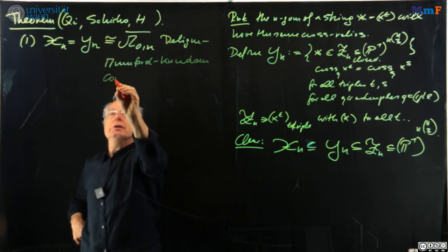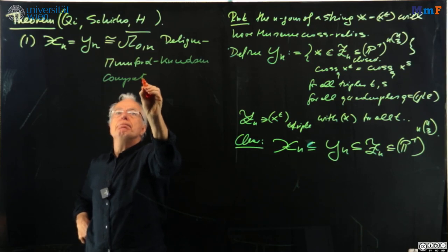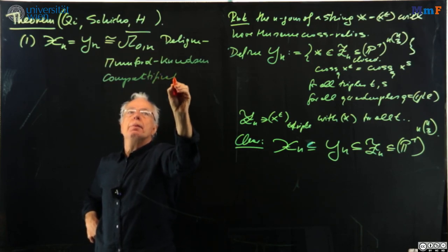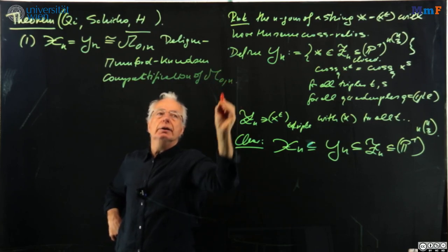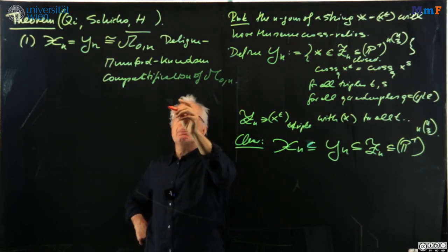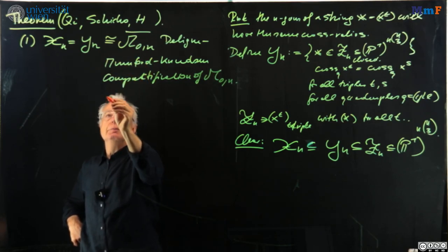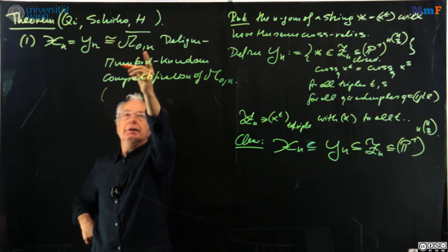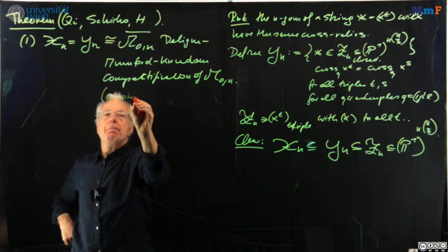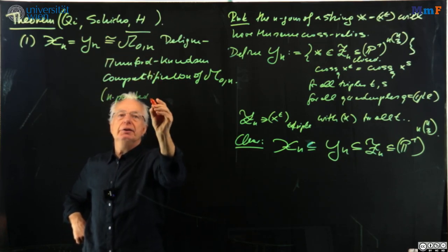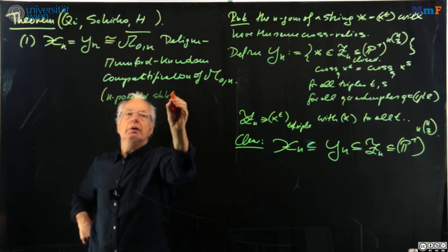Dillin-Mumford-Knudsen compactification of M0n. So this is what is called the endpoint at stable curves. The elements of this compactification are endpoint at stable curves.